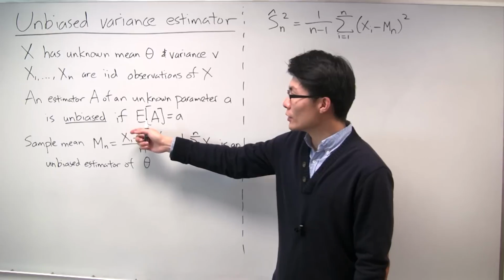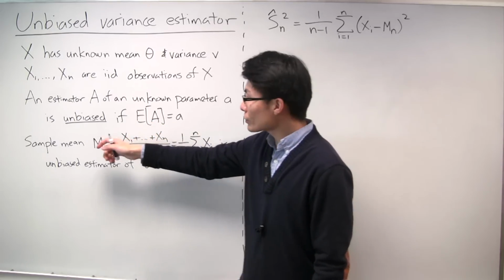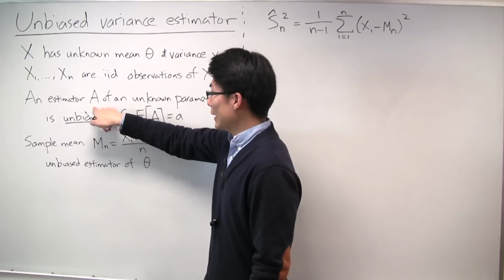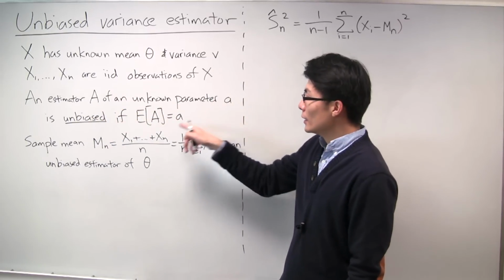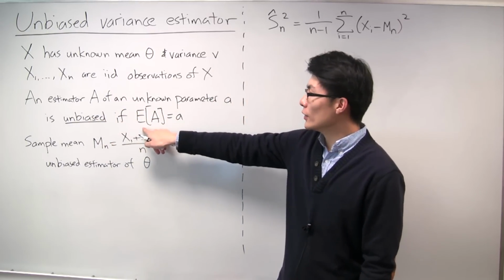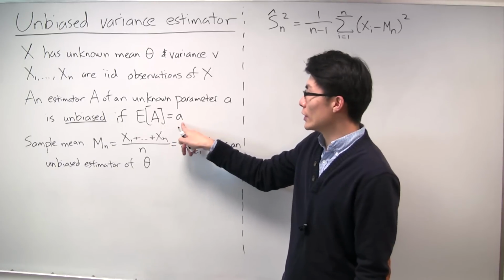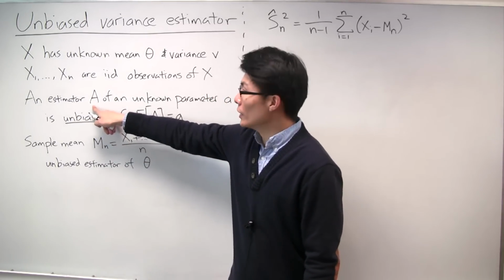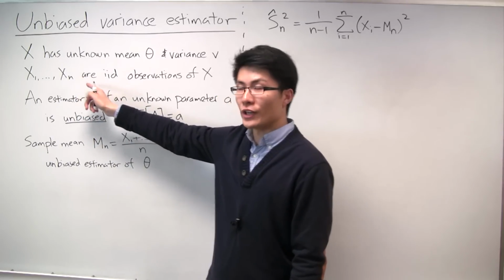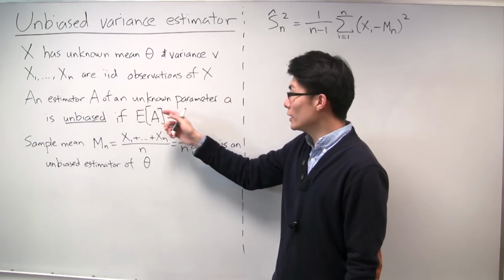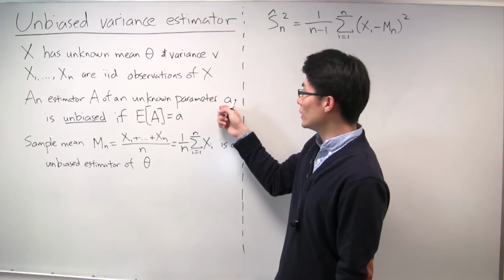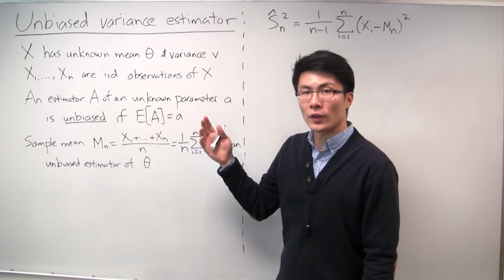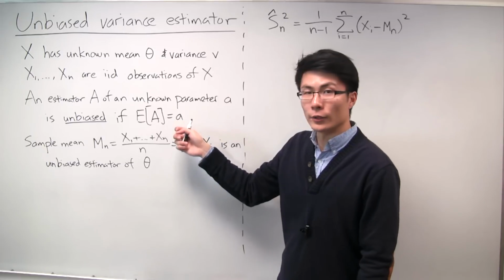Well, there are some properties of estimators that are desirable to have. One of them is for the estimator to be unbiased. So an estimator capital A of some unknown parameter little a is unbiased if the expected value of this estimator is equal to the parameter that you're trying to estimate. Remember that in general, an estimator is a random variable because it's based on some random observations. So it won't always give you the value that you're trying to estimate, but if it's unbiased, then you know that on average, it'll give you the right value.